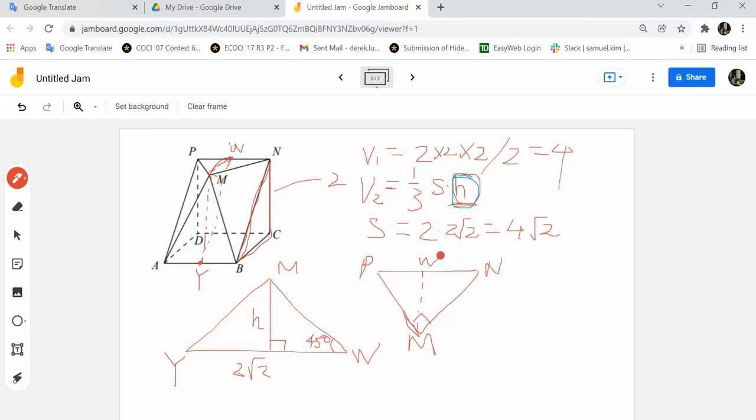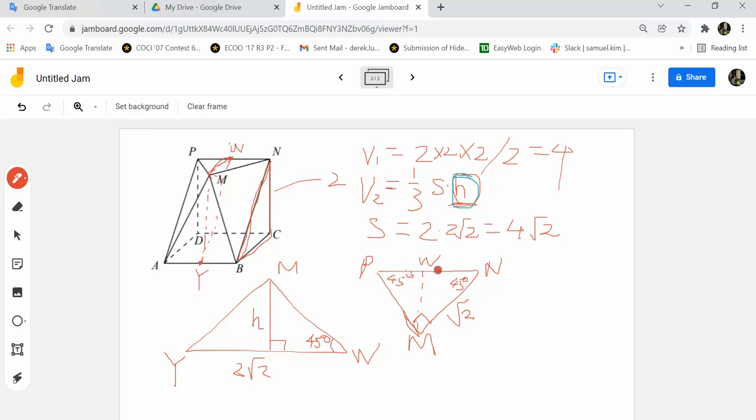MW is here, right? So we know PW, this is 2. This is 2. If this is a right angle, this is simply root 2 times 2. So this should be root 2, right? Now we see here, the length is 2, so here is root 2, right? And back to here, then it should be 1, right? It actually should be 1.